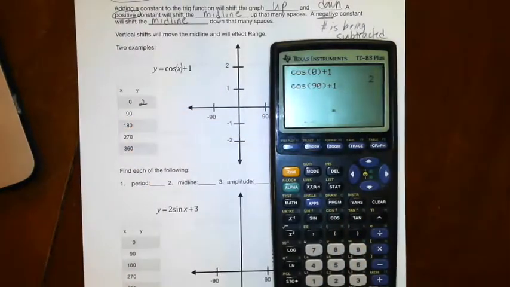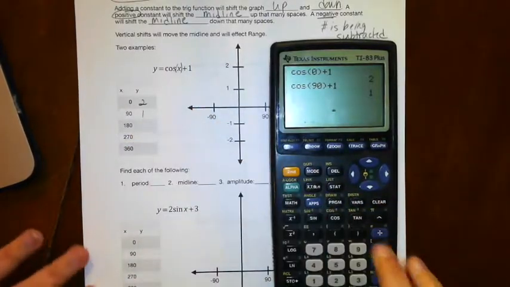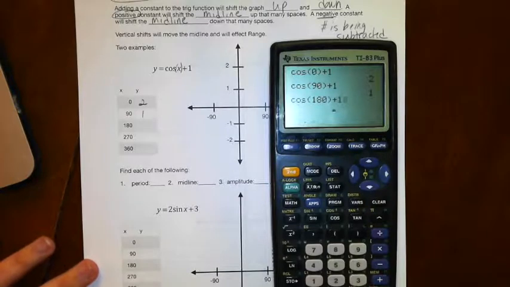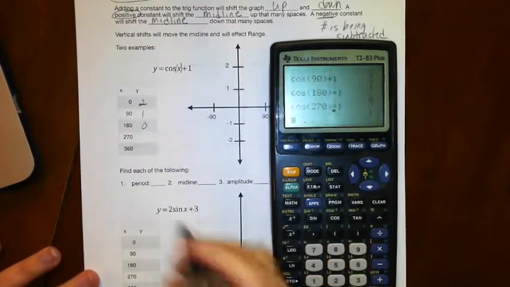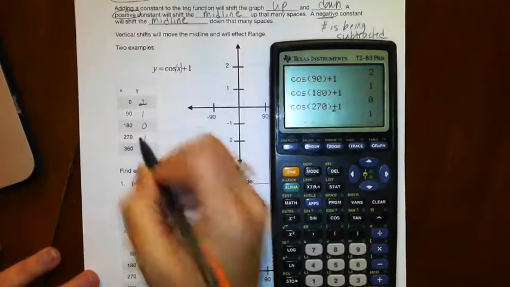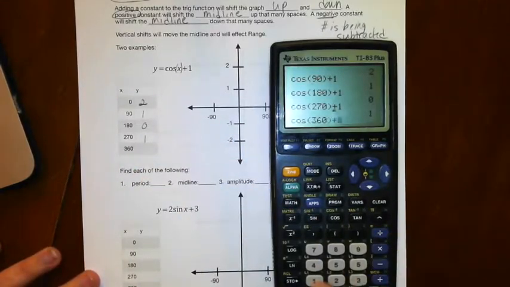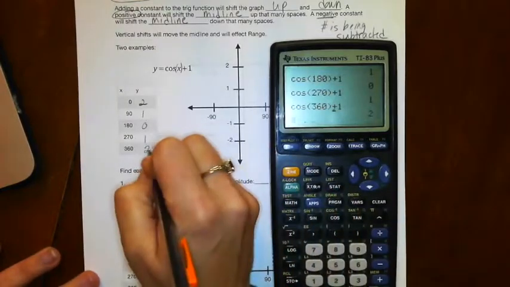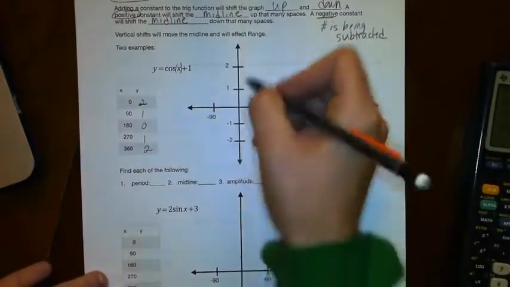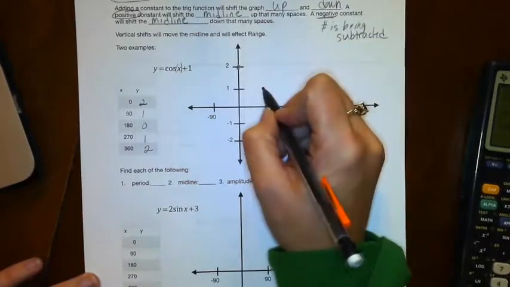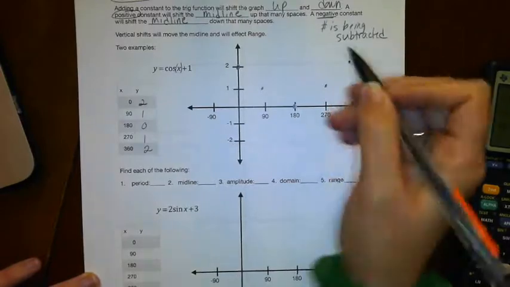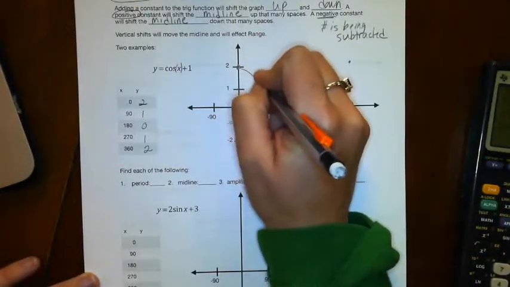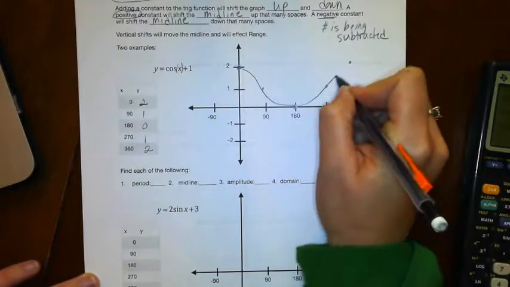Cosine 90, close parentheses, plus 1 is 1. Cosine 180, close parentheses, plus 1 is 0. Cosine 270, close parentheses, plus 1 is 1. Cosine 360, close parentheses, plus 1 is 2. So now when I go to my chart, 0 with 2, 90 with 1, 180 with 0, 270 with 1, 360 with 2. Make that same smooth curve connection.